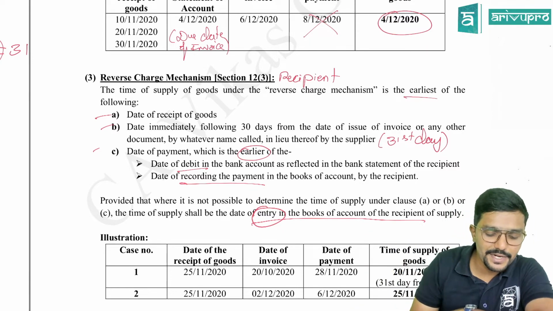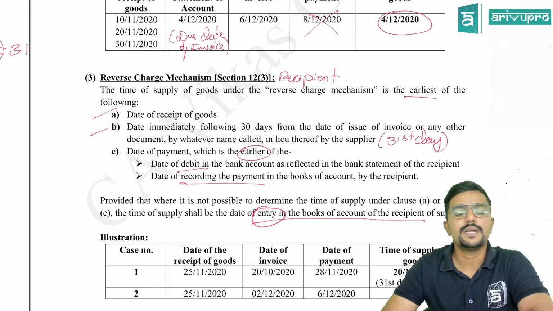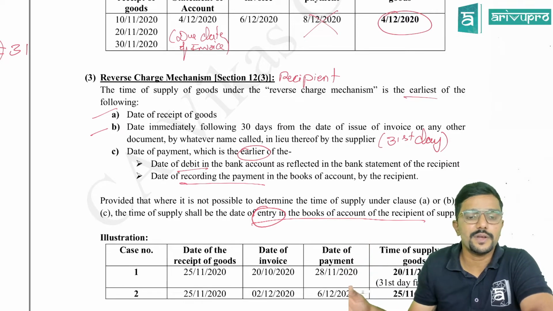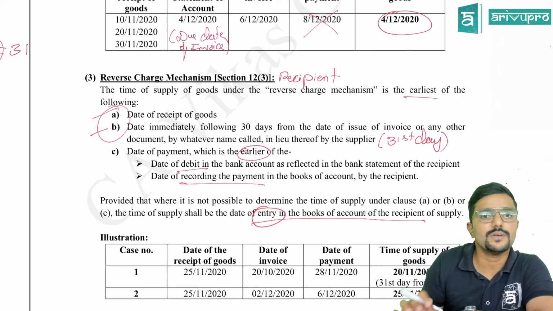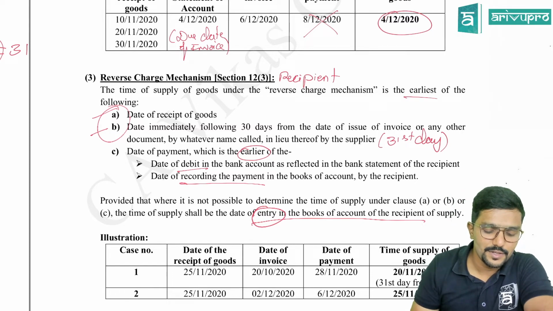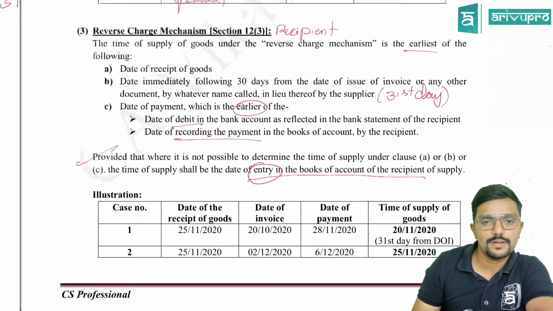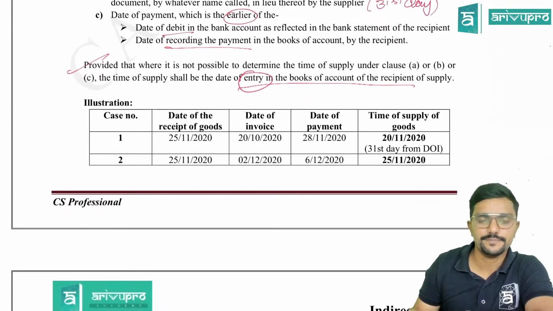Sir, what if I can determine two things? For example, the date of payment is not known, but the date of receipt of goods and the 31st day from the date of invoice are known. In that case, ignore the date of payment. Take the earlier of A and B. That's all, straight away. If all three are not available, then only we will go to this proviso, that is, the date of entry.